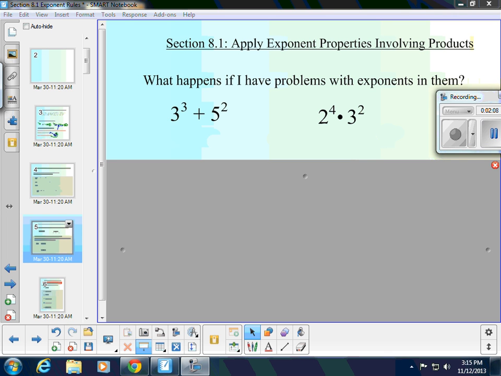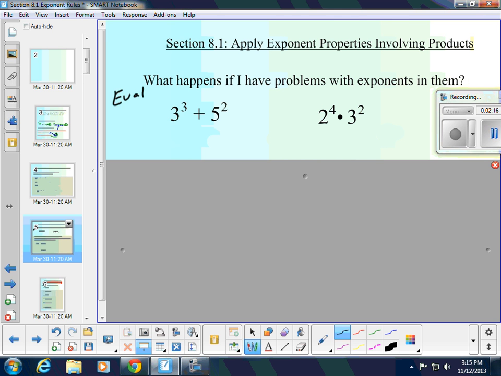In the past, if I've had a problem with exponents in it, the directions might say evaluate. So I'm just looking to find that value, find the answer. That means I'm going to try to find some answer for this problem. So if it says 3 to the third plus 5 squared, I could punch those in my calculator, or I'm just going to break it apart here and then show us a shortcut, a way we can simplify using exponents or powers.